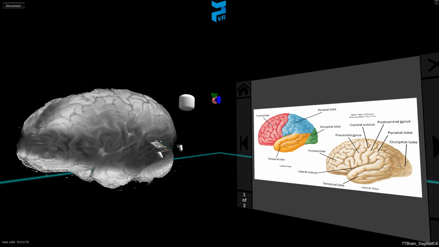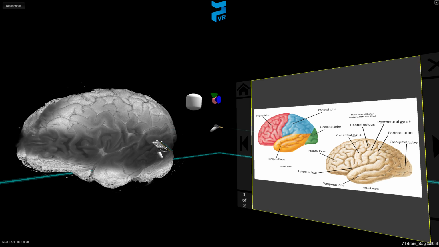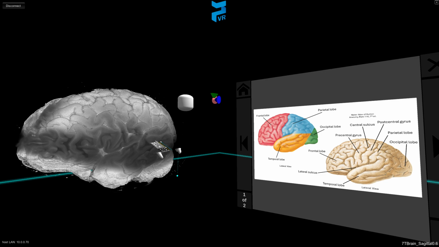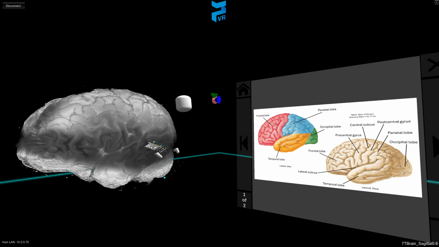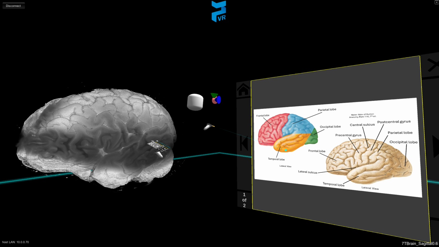Now, most posteriorly, we have the occipital lobe located right over here and over here in green in the picture, and the occipital lobe is responsible for vision. Now moving inferiorly, we have the temporal lobe located right here and in yellow in this picture, and the temporal lobe is responsible for memory formation and hearing. And the temporal lobe is separated from the other lobes of the brain by the lateral sulcus, which is right about here and located over here in this picture.